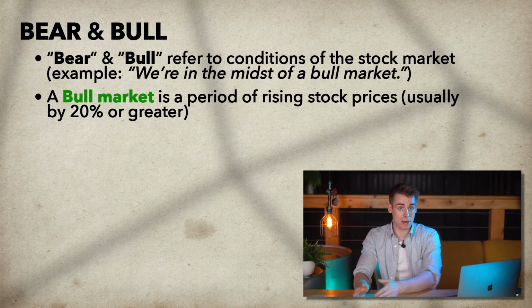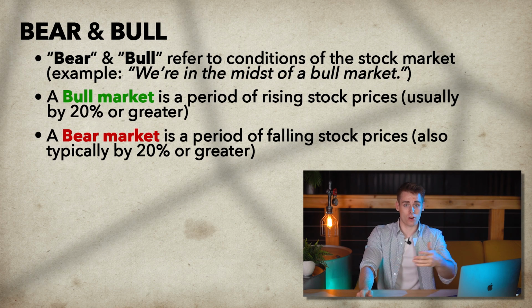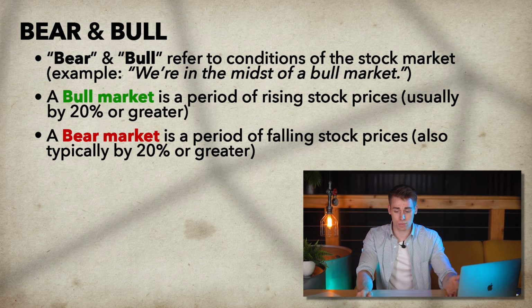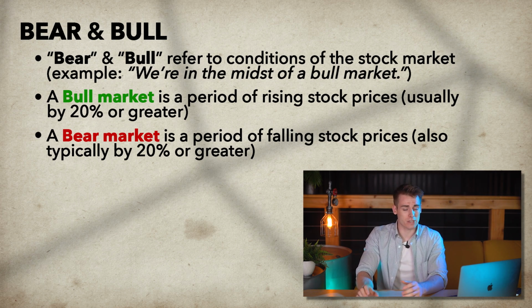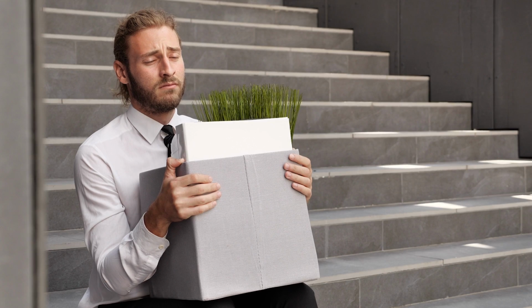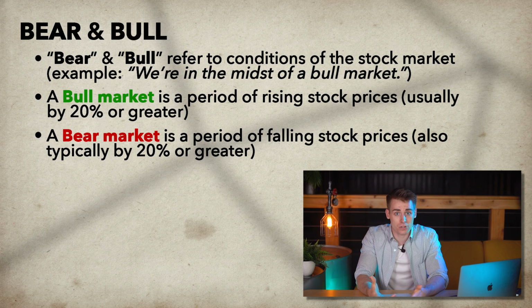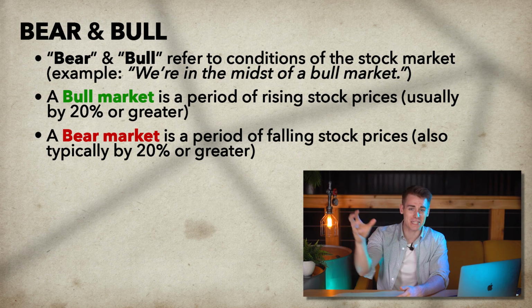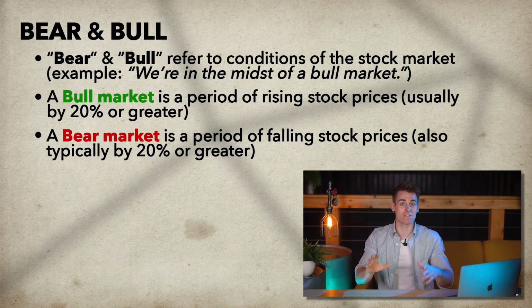In contrast, you have a bear market, which is the opposite. Stock prices are falling, usually by 20% as well. There's a lot of uncertainty, fear, doubt, pessimism. Usually it's followed by a lot of unemployment. You can think of a bear charging toward you, swiping its claws at you in a downward motion. It's bad. It's something to be avoided.